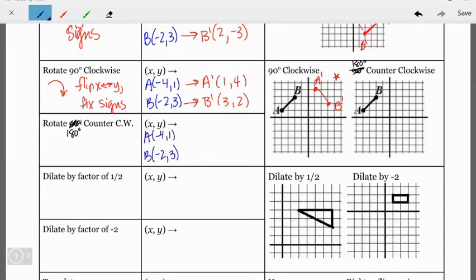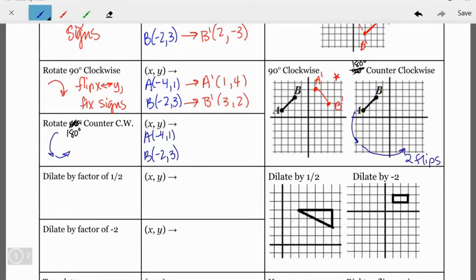Alrighty, so 180 degrees counterclockwise. How many 90-degree turns is that? That's one 90-degree turn, second 90-degree turn. So we're technically doing a half turn. We're going through 2 quadrants. So 90 degrees, 180 degrees. That means I'm going to do 2 flips of my X and Y's. So I flip for the first 90-degree turn, and then I flip for the second 90-degree turn.